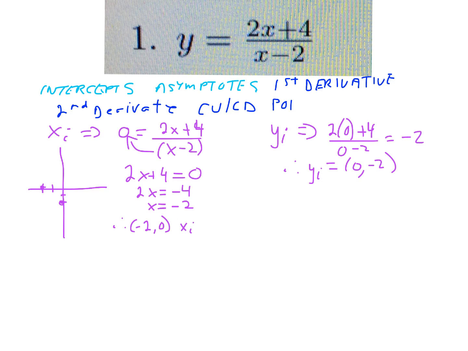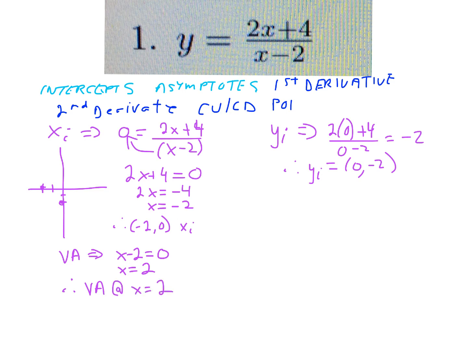Okay, so asymptotes are next. If we look for a vertical asymptote, then we want the denominator of our function to be equal to 0. And so that means that x would have to equal 2 in order for that to happen. So therefore, we have a VA at x equals 2.